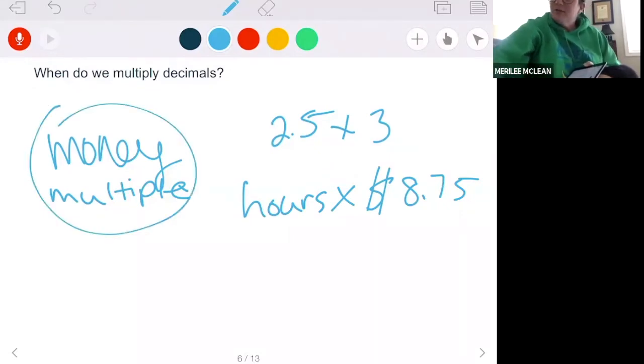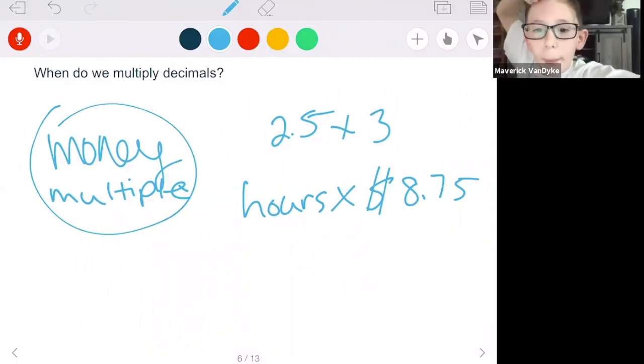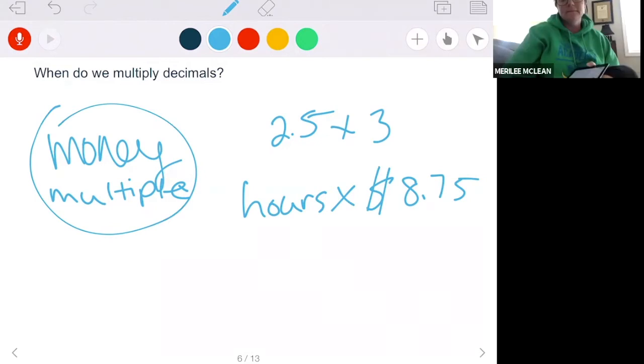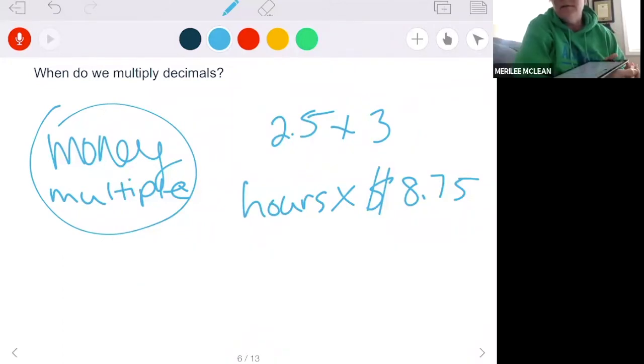When you're measuring. A couple of them said measuring for cooking. Cooking, yeah. The measuring. Good. So we use it a lot. And you're going to actually look for decimals in your home this week. So be on the lookout to see decimals. They're all over your house.